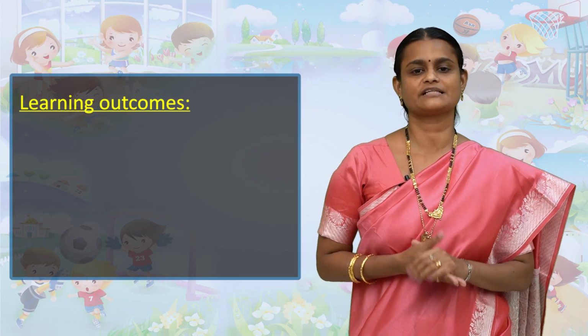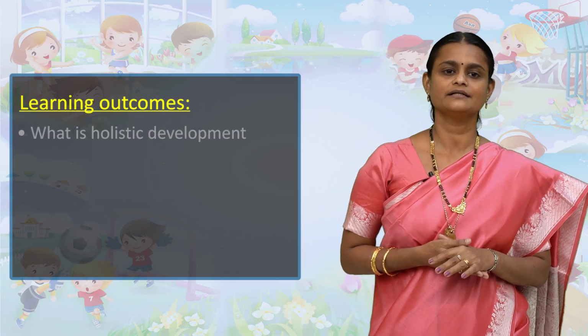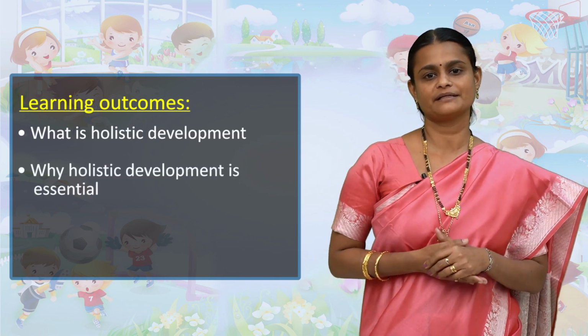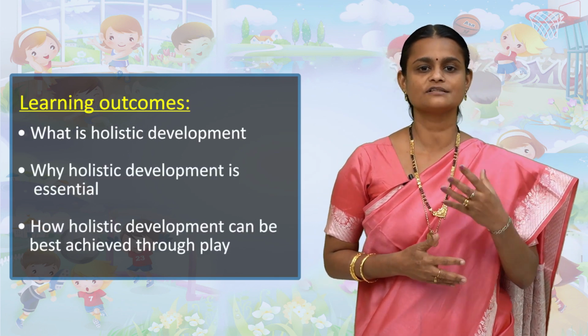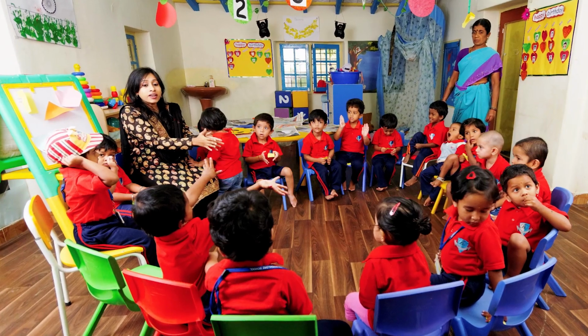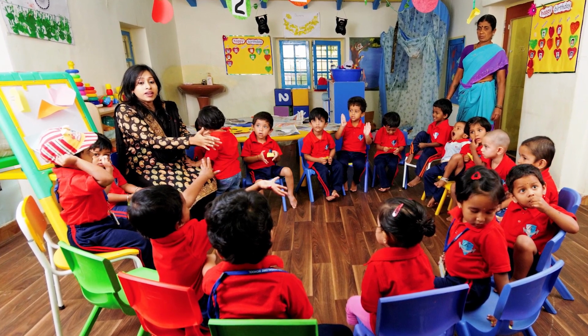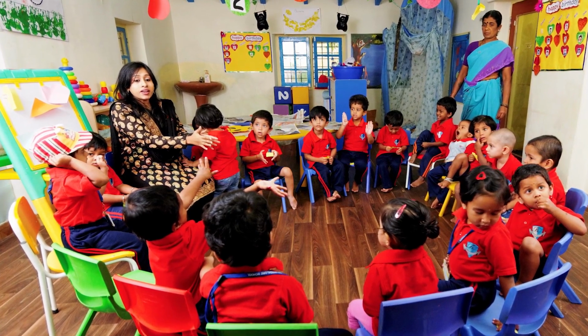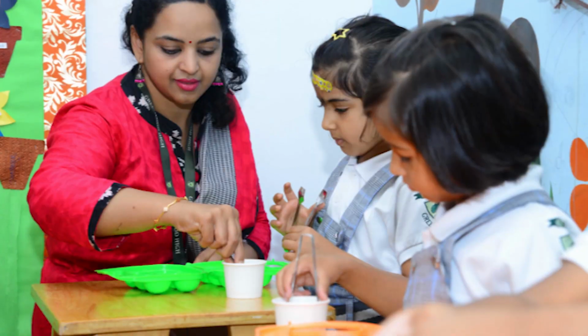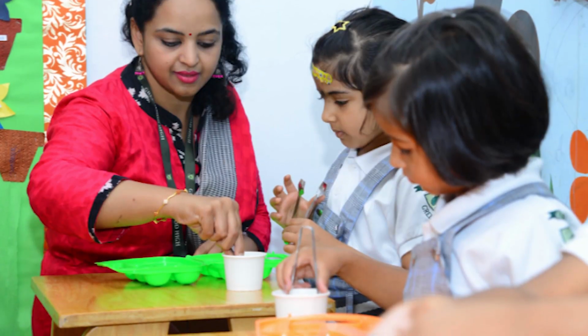At the end of this chapter, you will be able to understand what is holistic development, why holistic development is essential, and how holistic development can be best achieved through play. When educators view child development as a collaborative method and plan play and learning opportunities occurring parallel to each other, a holistic approach is being utilized.